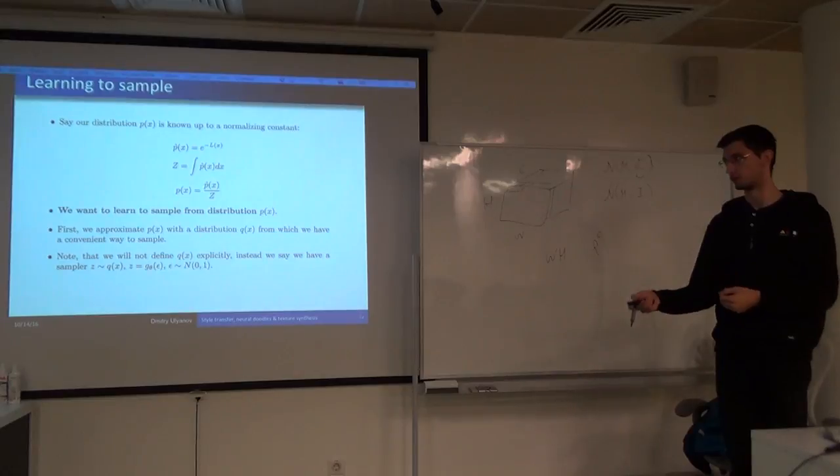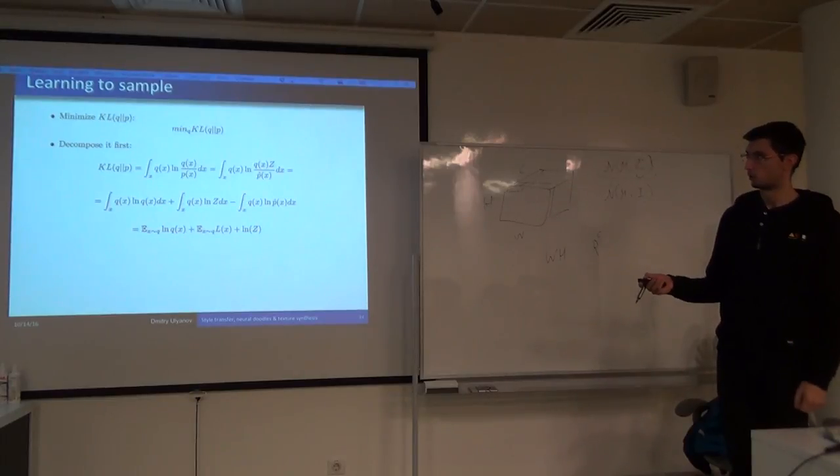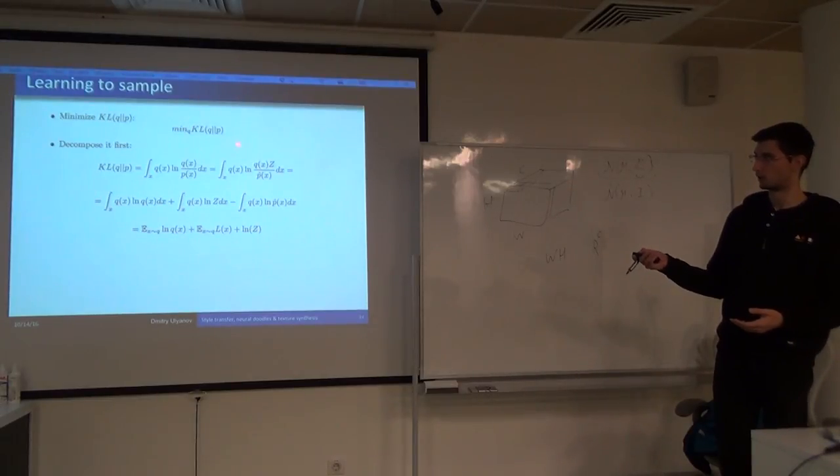We will try to construct the generator. So what we will try to do again, we will write down a KL divergence, basically.